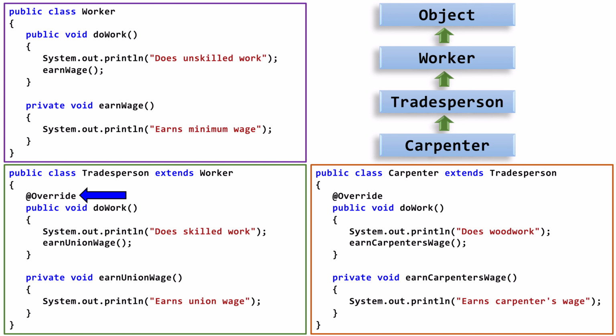In Tradesperson, we've overridden doWork, so it behaves more appropriately for a tradesperson. The Override annotation is optional, but it's a good practice. We've created a new method to handle the payment called earnUnionWage.